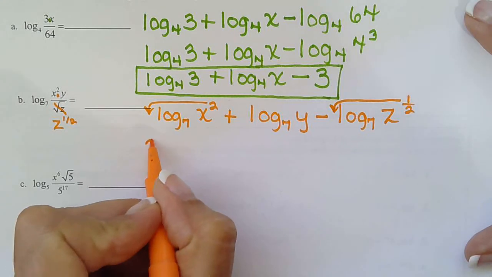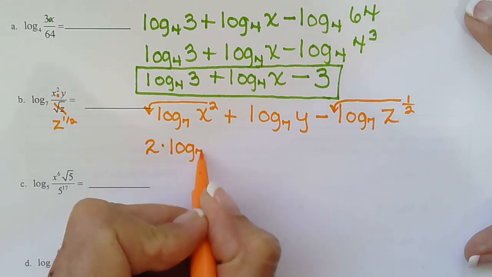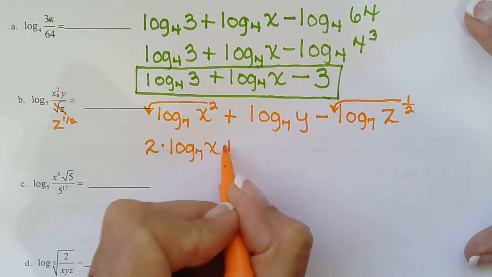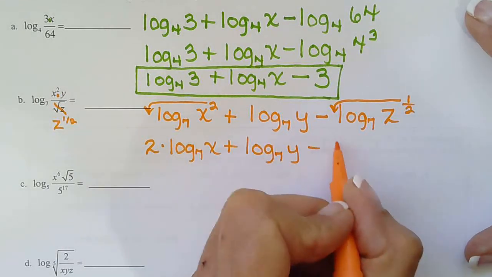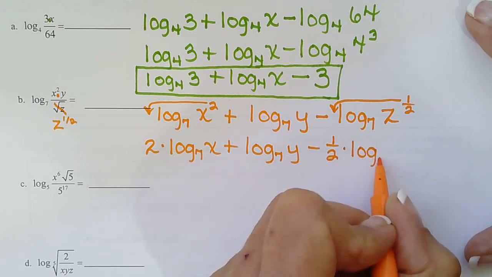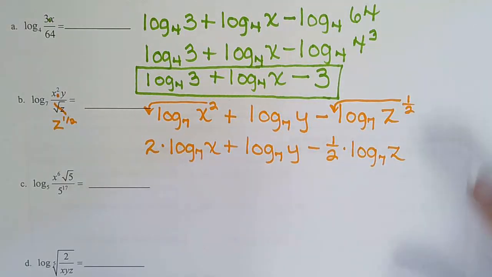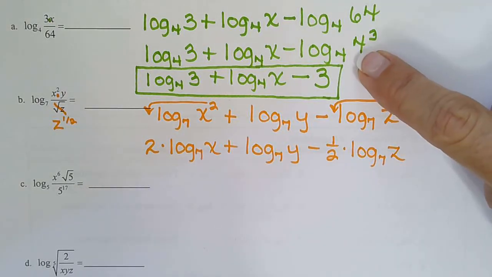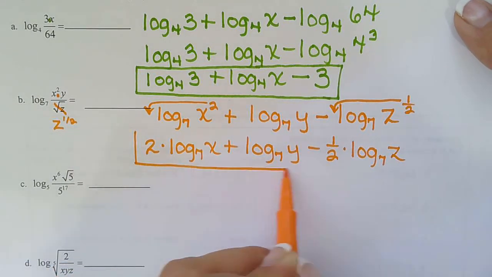So this would be 2 times log base 7 of x plus log base 7 of y minus 1/2 times log base 7 of z. And like I said, because they all have variables, I know they can't be simplified like we did up here. So that will be my answer once I finish the power rule.